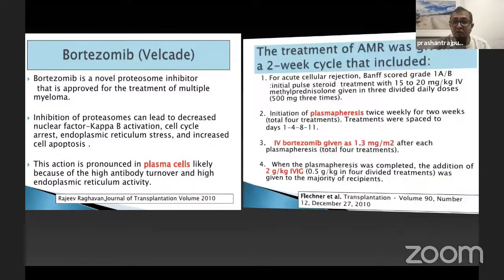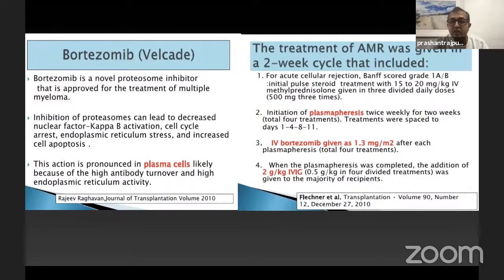So this was a regimen for AMR of 2-week cycles, which included bortezomib, and the plasma exchange cycles were twice weekly, a total of 4 treatments given on day 1, 4, 8, and 11, and each session of plasma exchange was followed by bortezomib treatment. All patients also received 2 grams per kilogram of IVIG, 0.5 gram per kg in 4 divided doses after the plasma exchange. What was interesting was that patient survival was 100%, and graft survival was 85% at the mean follow-up of 9.8 months.